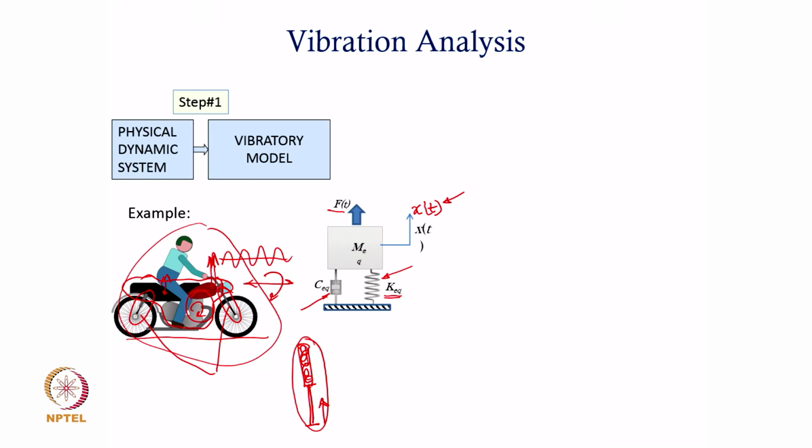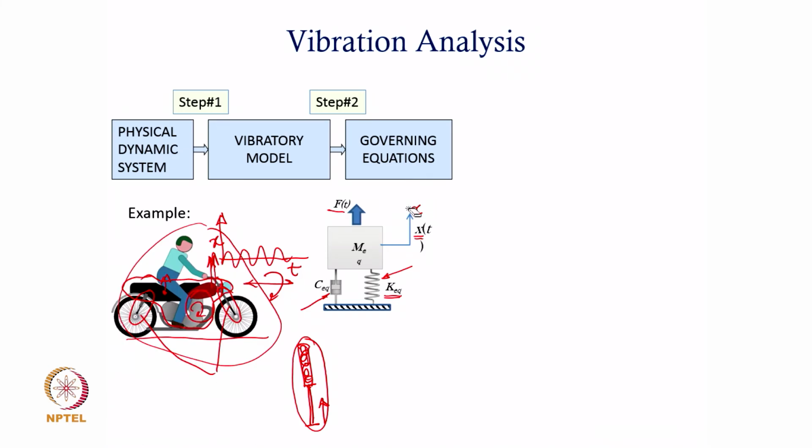Once this is done, to get x of t, I need to somehow go one step beyond. The second step involves generating governing equations of motion. So, equations of motion that will give me x as a function of time, and that if I get, I can plot this response which is x as a function of time. As time evolves, how much is the amplitude x as a function of time, that will give me the basic vibration output from which I can draw inferences or conclusions. So, the idea here is now from this simplified vibratory model, I need to get the governing equations of motion, so that I can then solve these governing equations to get the response of the chassis.